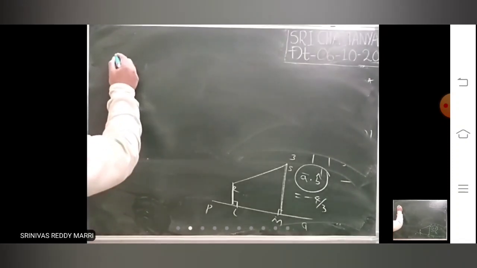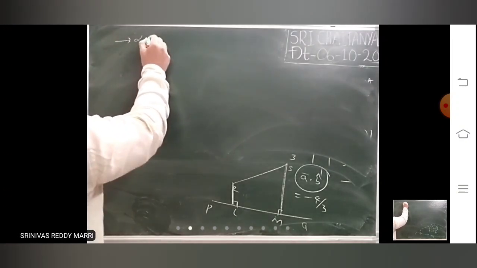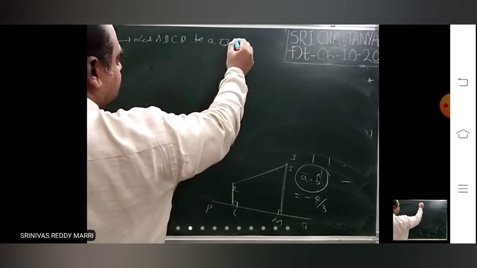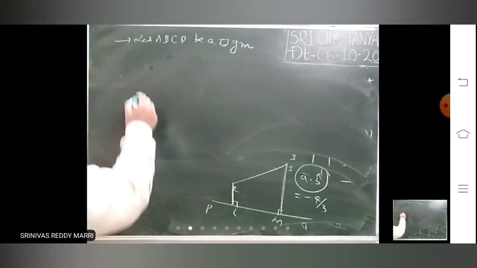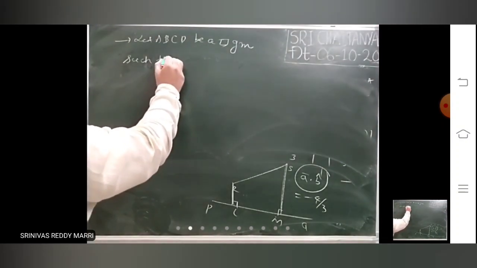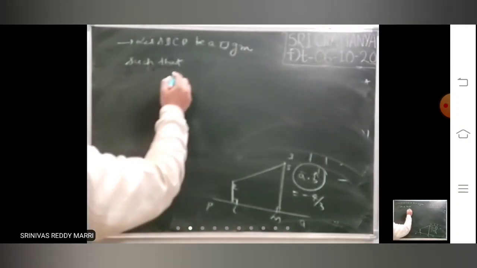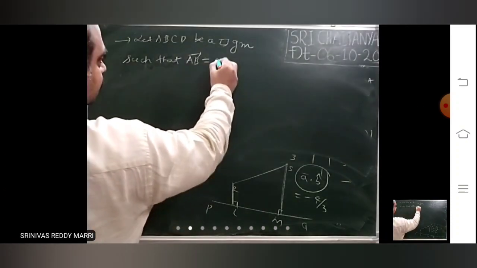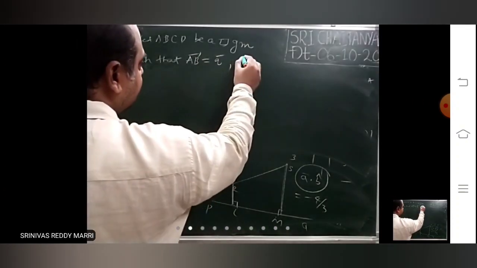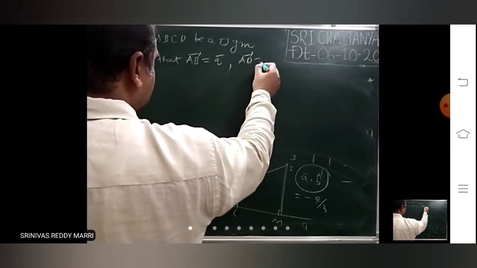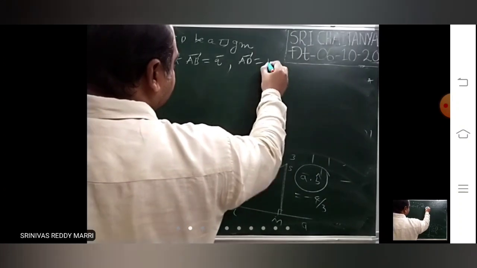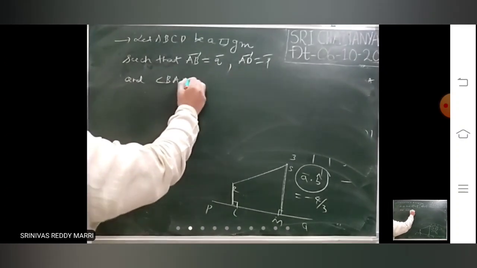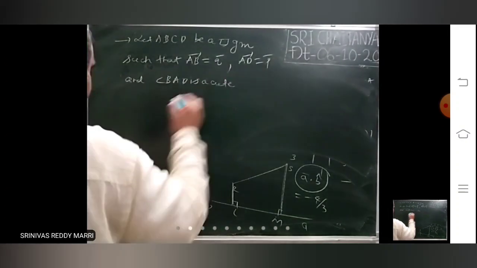Look at one problem application. Let ABCD be a parallelogram such that AB bar equal to Q bar, AD bar equal to P bar, and angle BAD is acute.